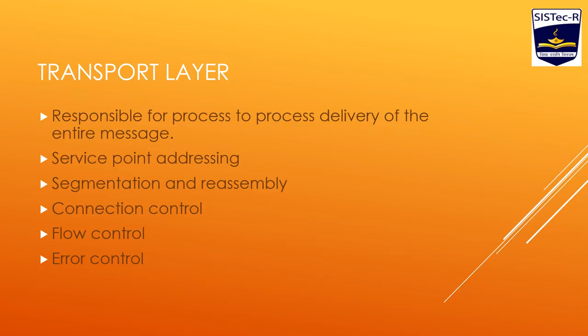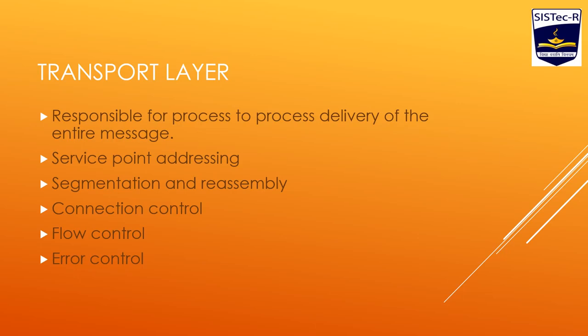Okay. Now third is segmentation and reassembly. Segmentation and reassembly means a message is divided into small segments, with each segment containing a sequence number. Each segment will contain a sequence number. These numbers enable the transport layer to reassemble the message correctly upon arriving at the destination.